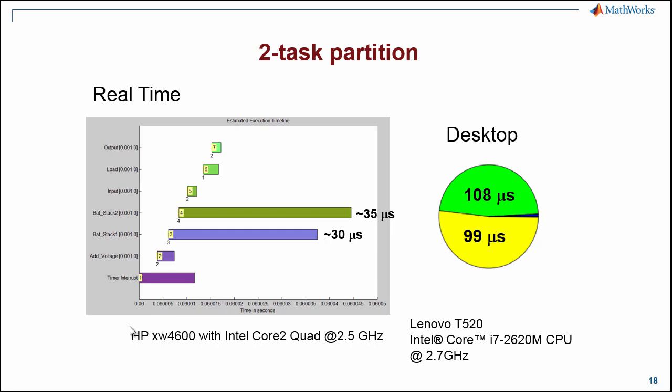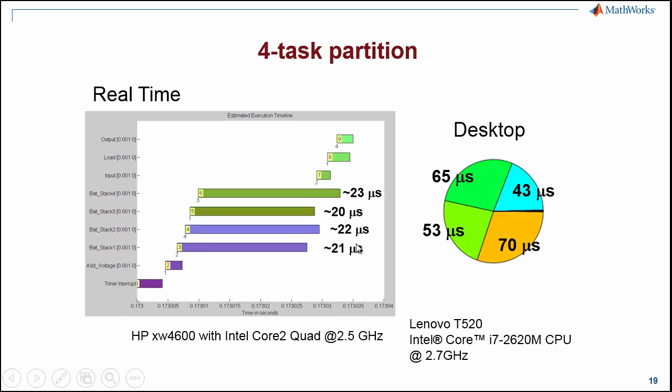We can see that, again, there's evident concurrency here, and now the two tasks that are in charge of executing the battery stack show 30 and 35 microseconds. The 4-task partitioning option shows task execution times between 20 and 23. Again, not quantitatively the same as the desktop prediction, but we can see that the computational load is more or less evenly distributed as it had been predicted by the desktop profiling.